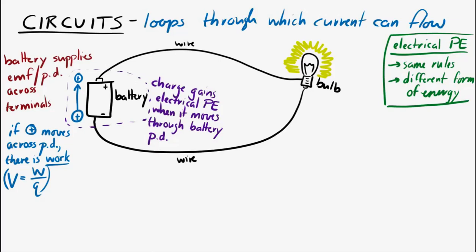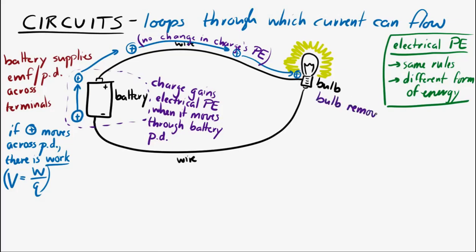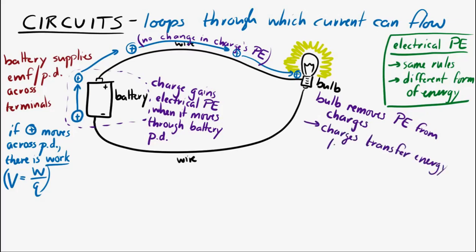Then, the positive charge moves through the wire. Nothing happens to the energy of the charge as it travels through the wire. The wire is made of a conductor, and essentially the charge just swims through it without changing its energy. Then it gets to the bulb. The bulb, through means that we're not going to worry about right now, takes some energy from those moving charges. In other words, the charges with electrical potential energy transfer their energy to the light bulb, and the light bulb converts it into light energy, which causes it to shine.